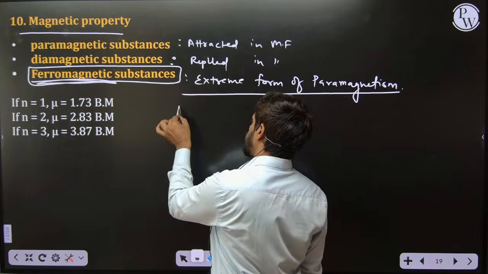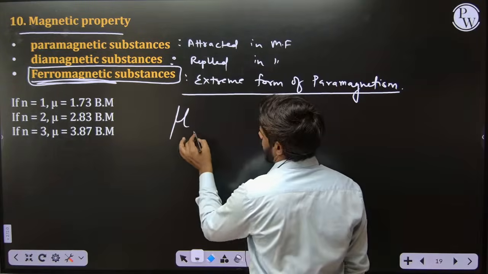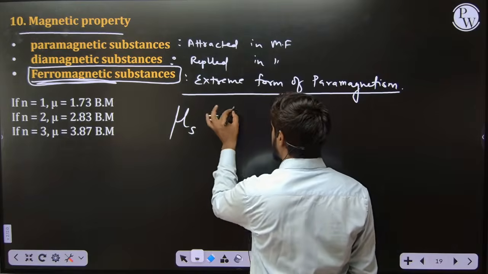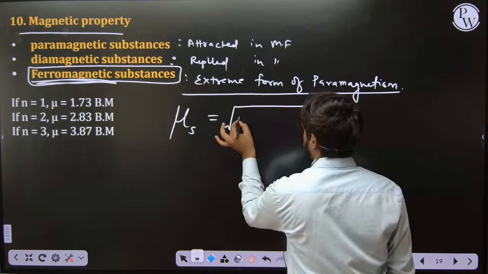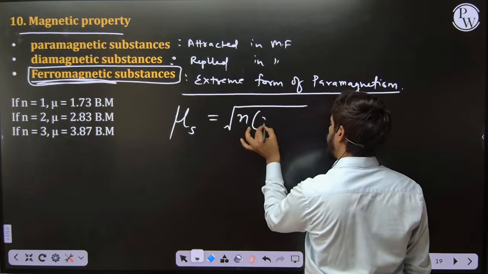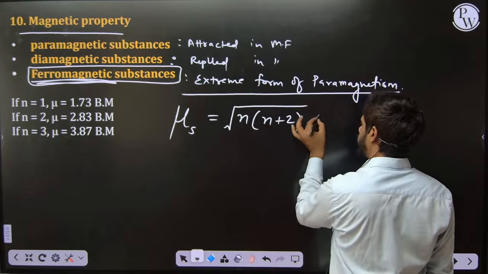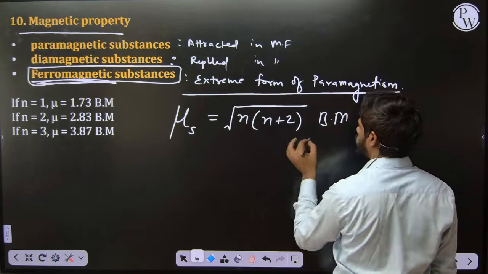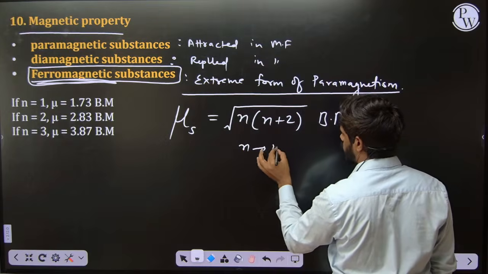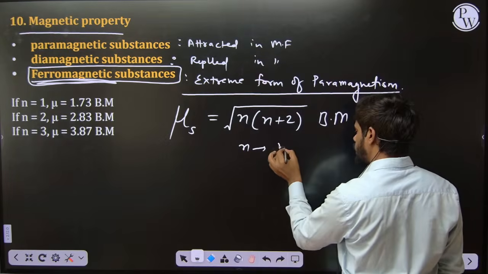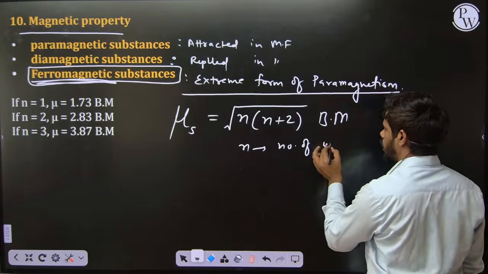We know one formula for the magnetic moment value, the spin-only magnetic moment. It is the square root of n(n+2), where n is the number of unpaired electrons.